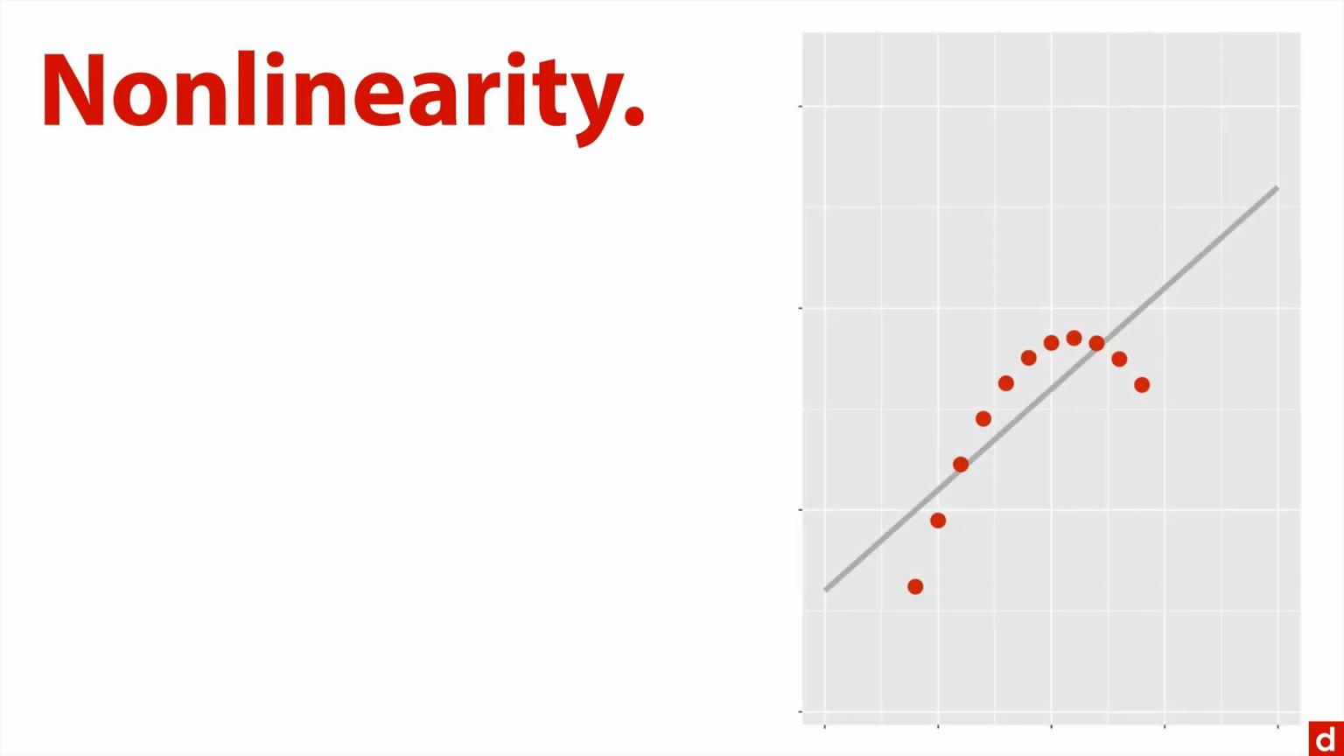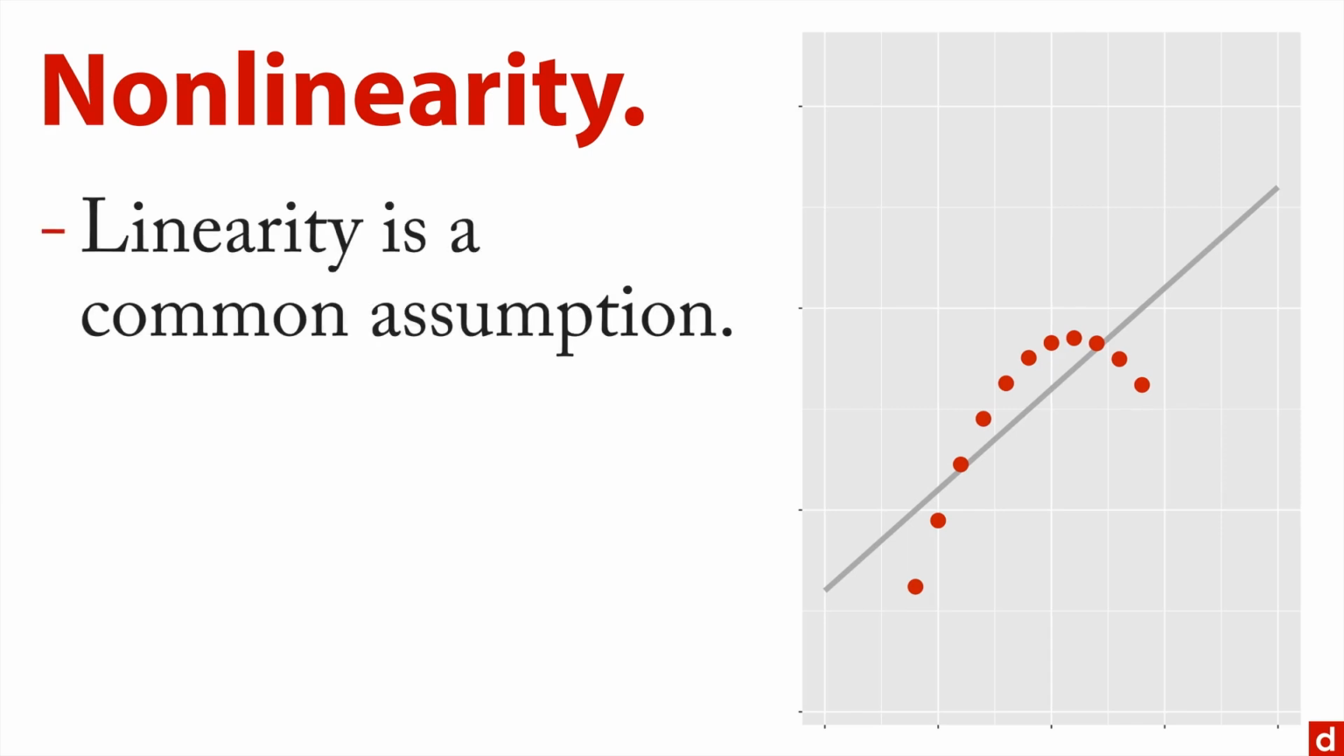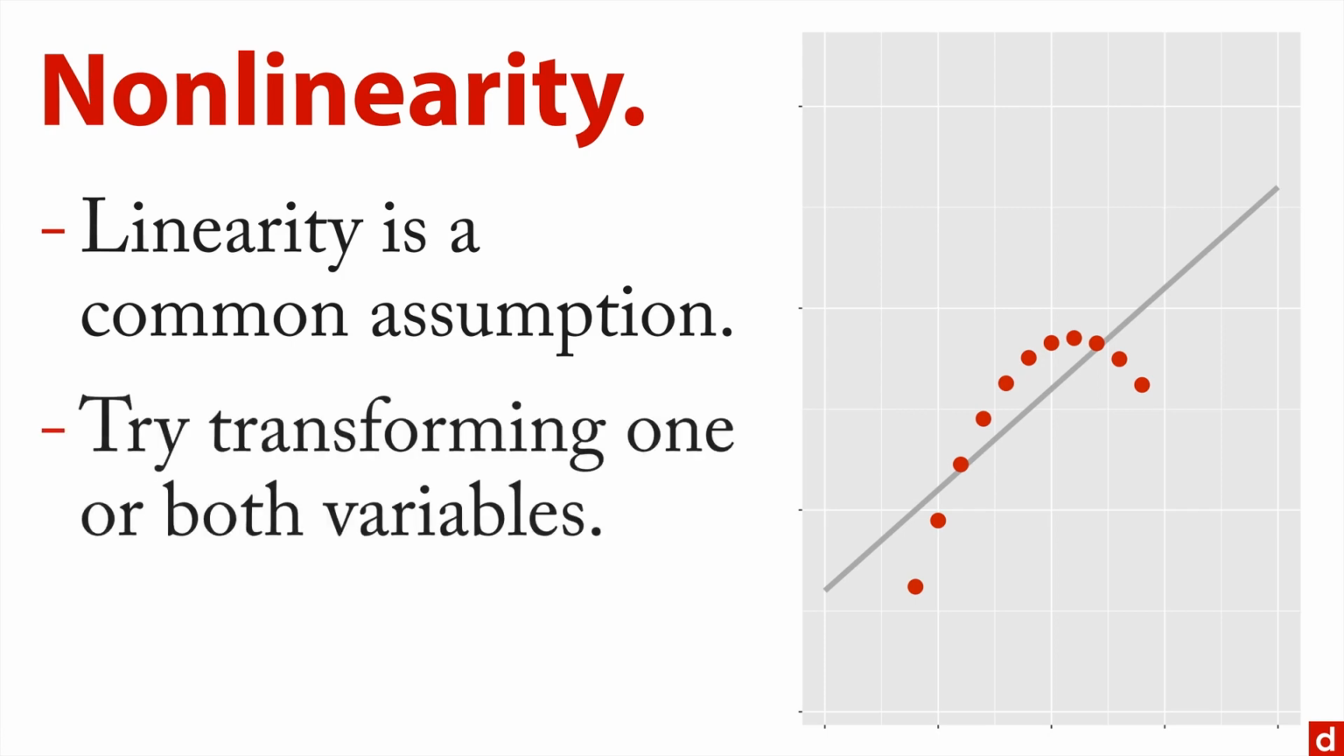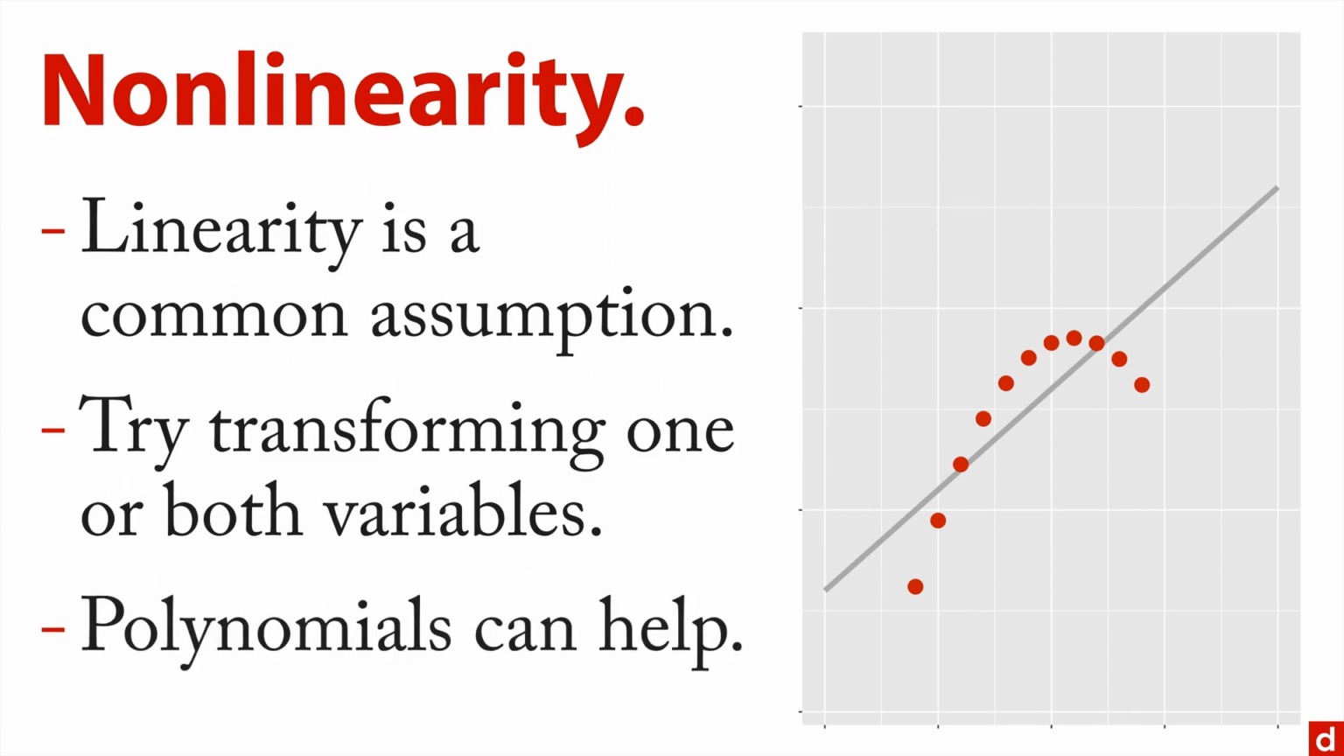Next is nonlinearity. The gray line here is the regression line. We like to put straight lines through things because it makes the description a lot easier. But sometimes the data is curved, and here you have a perfect curved relationship, but a straight line doesn't work with that. Linearity is a very common assumption of many procedures, especially regression. To deal with this, you can try transforming one or both of the variables in the equation, and sometimes that manages to straighten out the relationship between the two of them. Also, using polynomials, things that specifically include curvature, like squares and cubed values, can help as well.